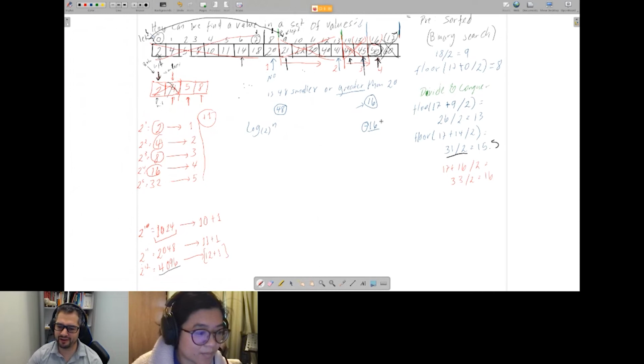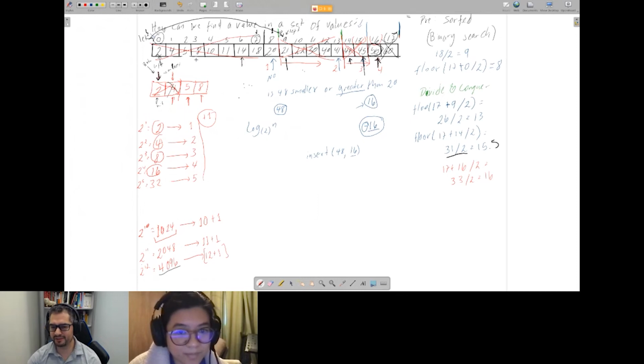You get where you should put it, and then you can just insert. I don't know what the data structure API is like, what the interface is like, but you could say insert value 48 at position 16, right? Because it goes there, and this will keep the array sorted.